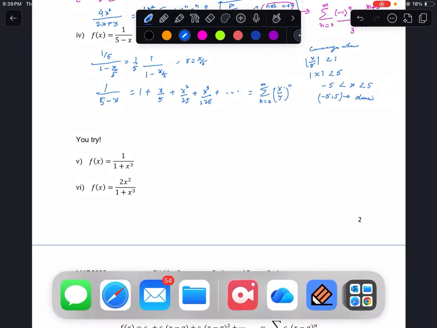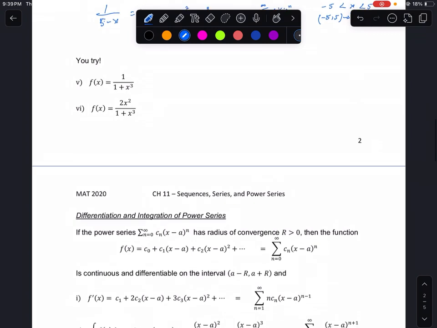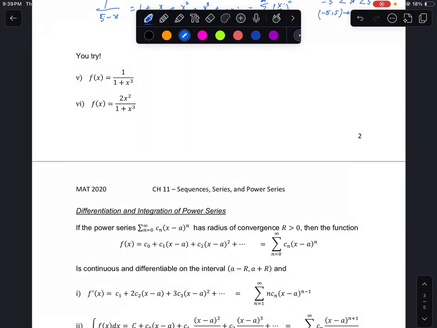Okay, so we saw a few examples here of how to write a function of a certain form using the geometric series concept or format. We were able to write down the power series for some functions. Now here are two examples for you to try, which you should be able to do, and I think there shouldn't be an issue with that.